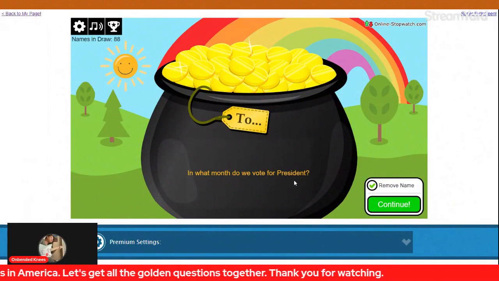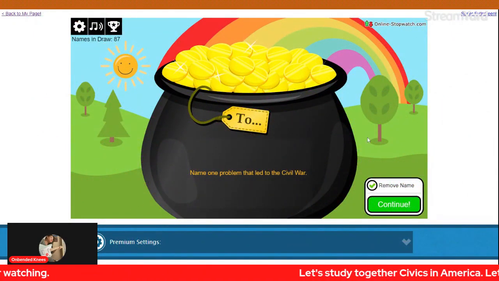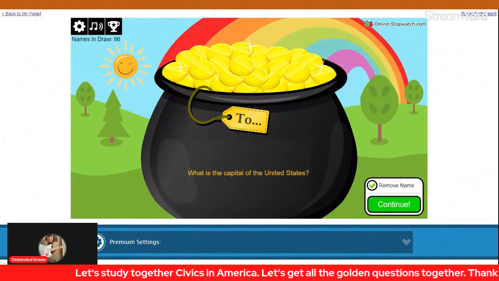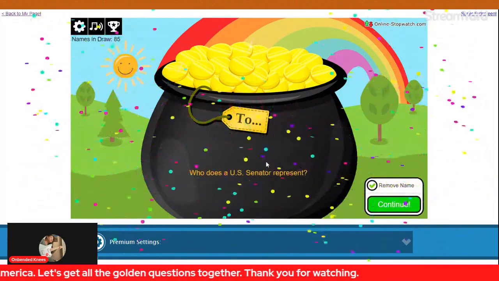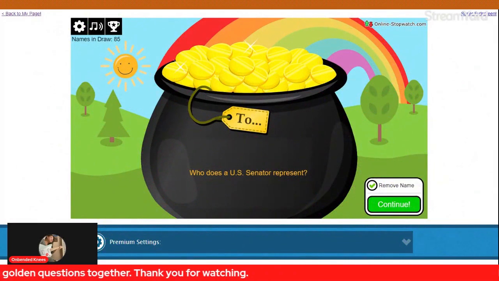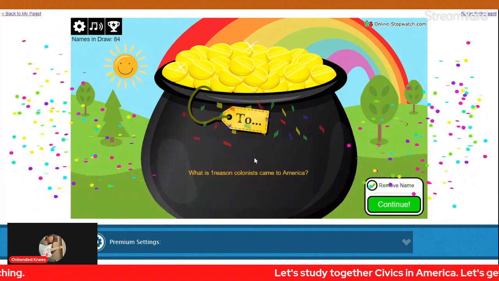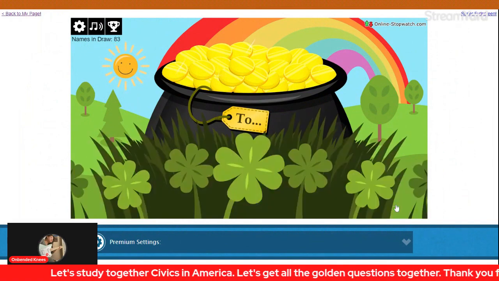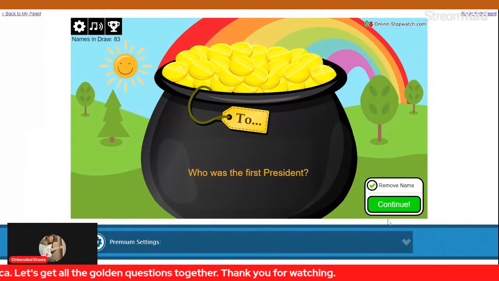When do we vote for president? November. What led to the Civil War? Slavery. The capital of the United States, Washington, D.C. A U.S. Senator represents all the people in the state. Next, colonists came to America for freedom. Next, first president, George Washington.